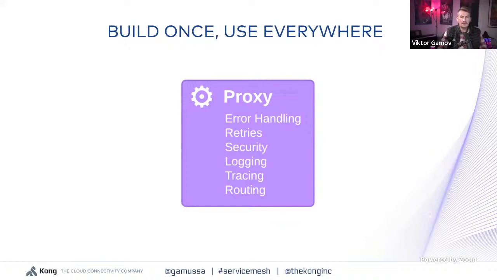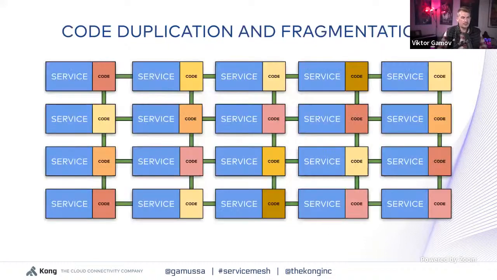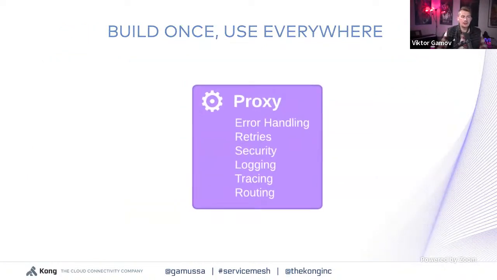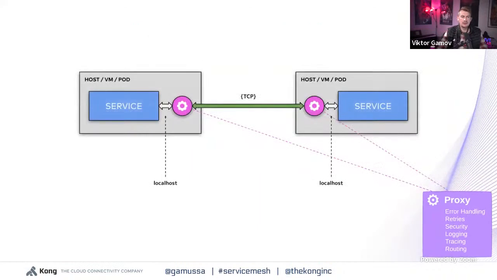Now, let me bring it back to this slide. When we extract this code and put it in the proxy, those services will start to communicate with each other, not directly, but through the proxy. So for this to work, this binary proxy has to be on the execution path of every incoming and outgoing request. So that's the proxy by definition.